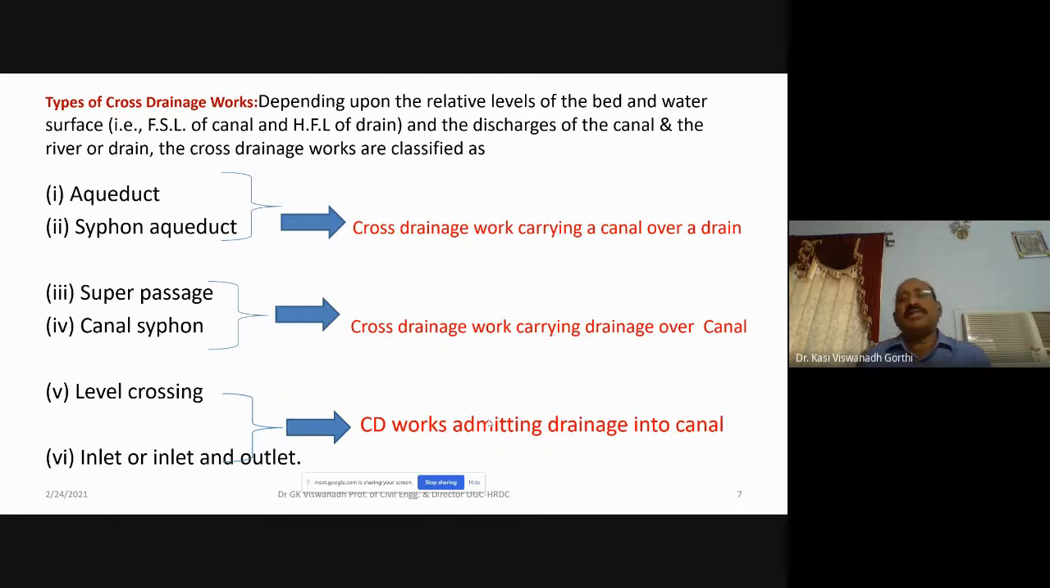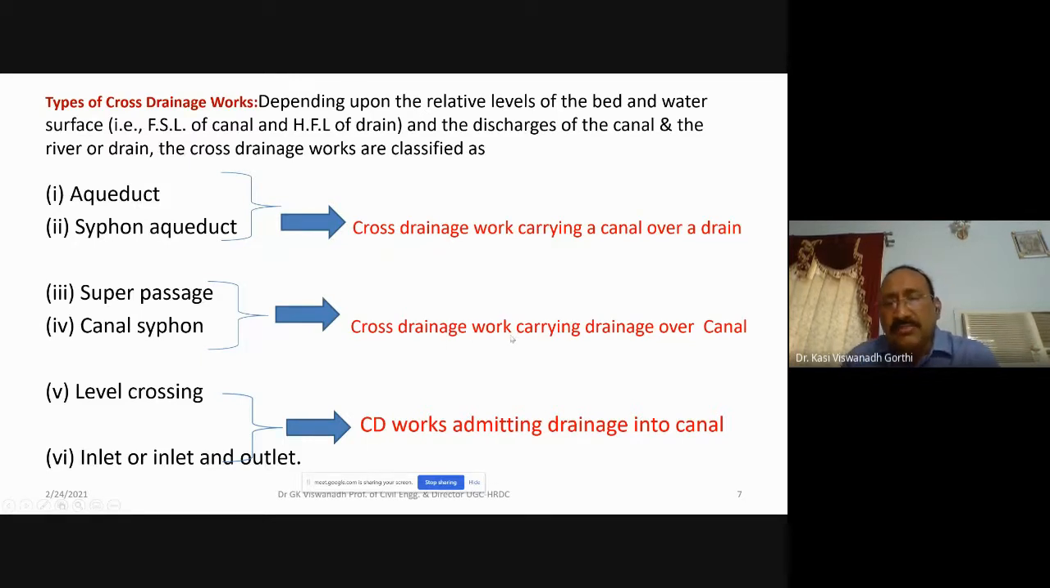Types of cross drainage works: depending upon the relative levels of the bed and water surface and the discharges of the canal and the river, the cross drainage works are classified. The first one is cross drainage work carrying a canal over a drain. We have seen in the figure that the canal may be moving up and the drain flowing at the bottom, or the reverse also. In the specific case where you have a canal over a drain, the structure constructed is called an aqueduct or siphon aqueduct.